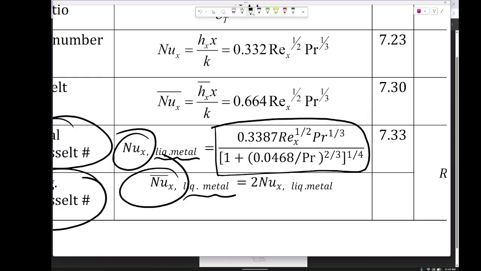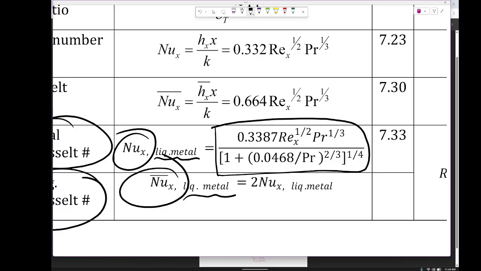Is it clear to everyone? You need both local and average. For the average, you don't have to explore the local again because it's twice the local. So does everybody understand this table? If you understand this table, you can literally explore all the other tables.